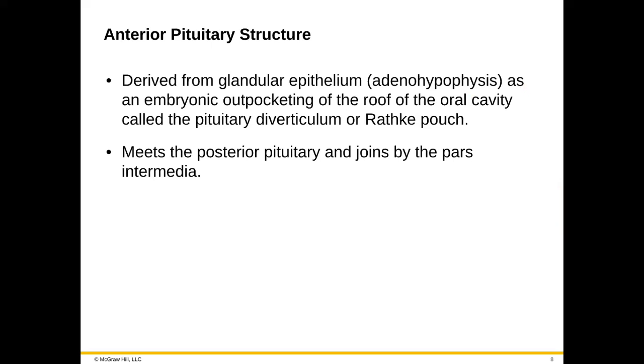Now, the anterior pituitary has a different embryological origin than the posterior, and it's actually coming from what's known as Rathke's pouch, which is just an epithelium of the upper oral cavity. And what's going to happen is it's going to meet the posterior pituitary, and they're going to join together, separated by what's known as the pars intermedia.